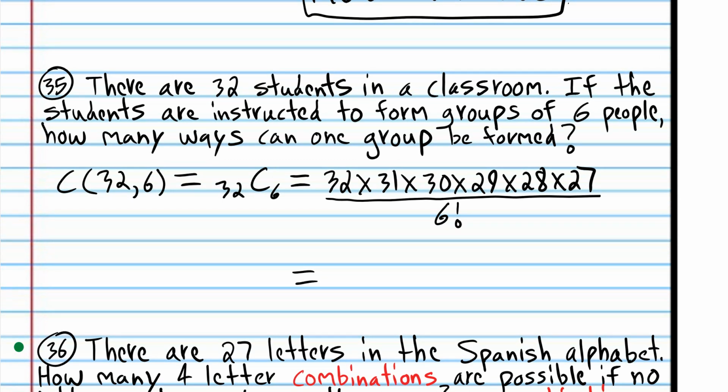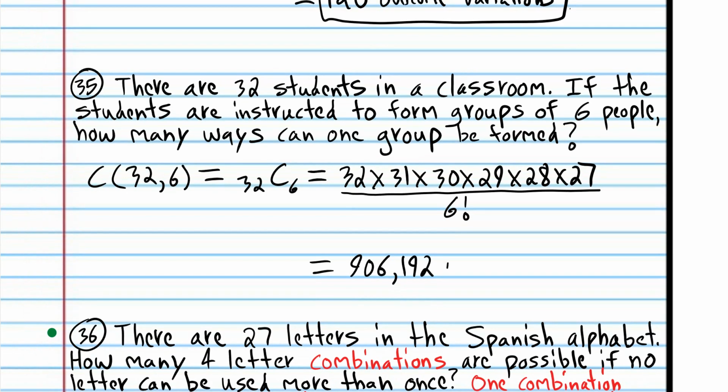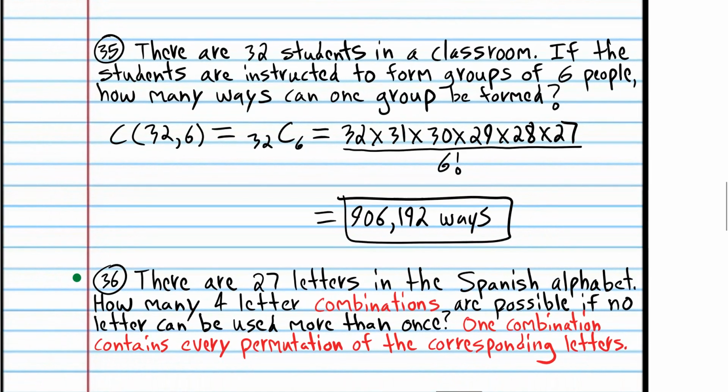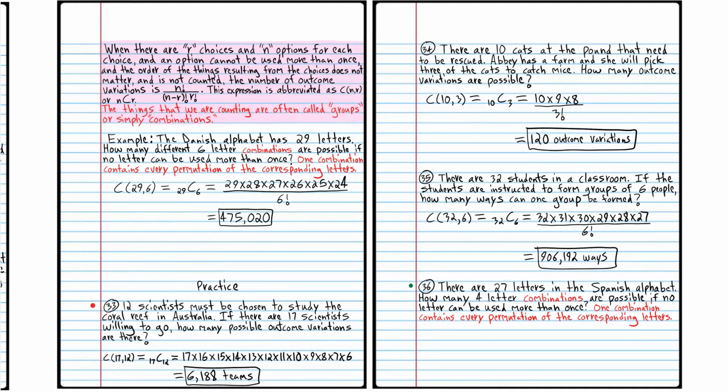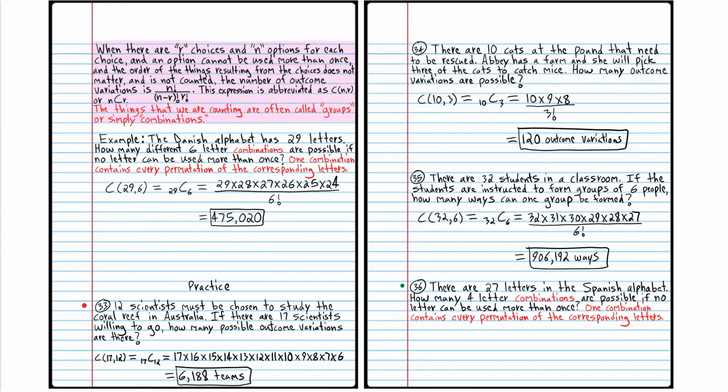And we're going to enter that into our calculators. 32, the math button, go to probability down to NCR, and then 6, and then we get 906,192 ways for one group to be chosen from 32 students, one group of 6. So I want you to try number 36, and when you come back, we'll do it together.